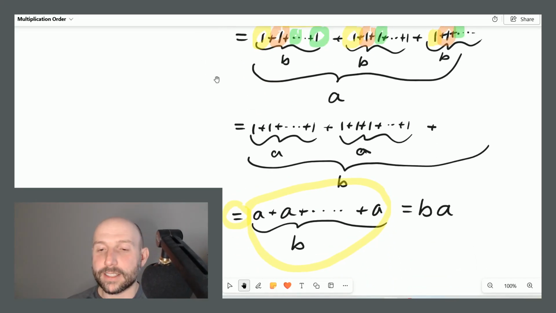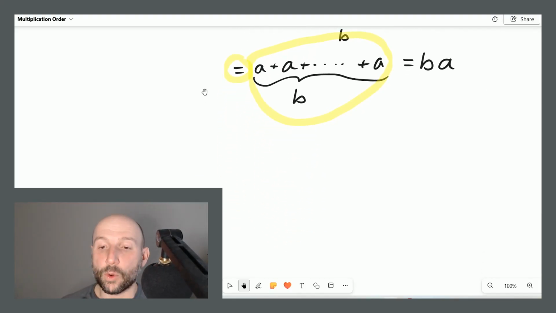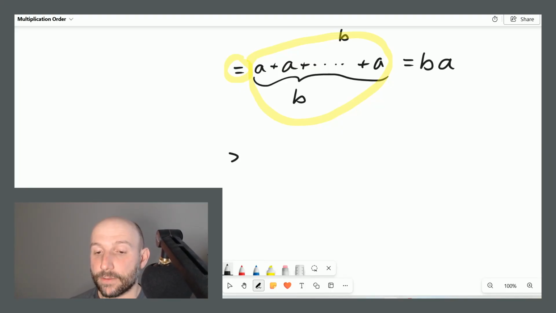Now, let's get into the arguments made against this. The first of the 4 arguments was that the definition of multiplication is that the first number is how many times you add up the second number.